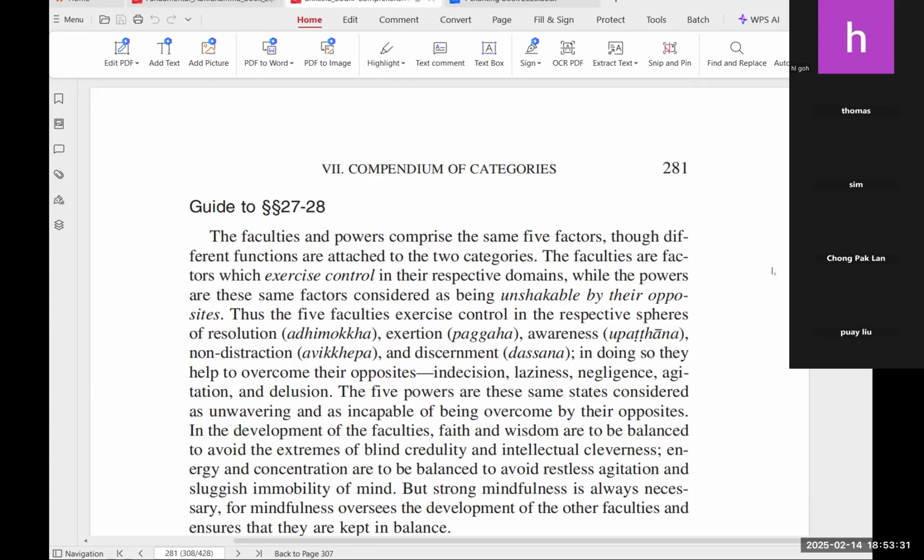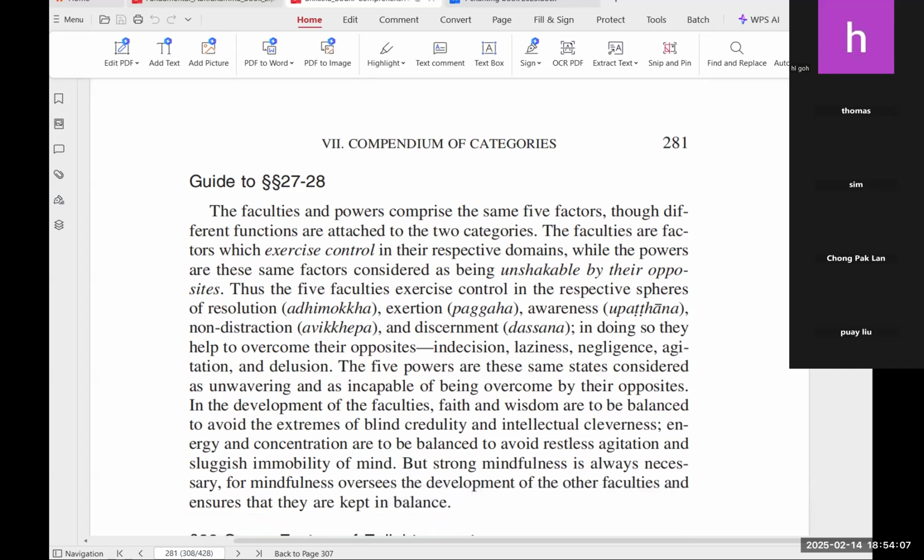The five powers are these same states considered as unwavering and as incapable of being overcome by their opposites. In the development of the faculties, faith and wisdom are to be balanced to avoid the extremes of blind credulity and intellectual cleverness. Energy and concentration are to be balanced to avoid restless agitation and sluggish immobility of mind. But strong mindfulness is always necessary, for mindfulness oversees the development of the other faculties and ensures that they are kept in balance. Okay, thank you.